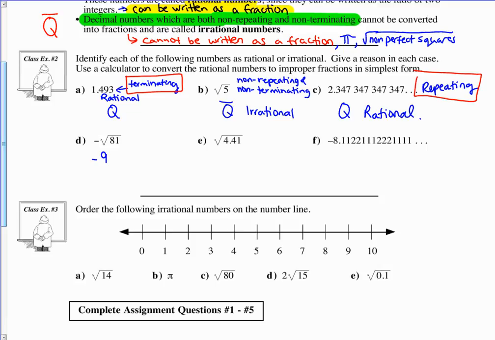Technically, is that decimal terminating? Yeah, there is no decimal. So it obviously was terminating, right? Or another way you think of it is, can that be written as a fraction? Negative 9 over 1 or negative 18 over 2. So anytime you have a whole number or an integer, and actually this is an integer, it's automatically rational.